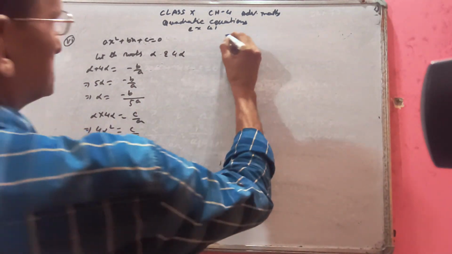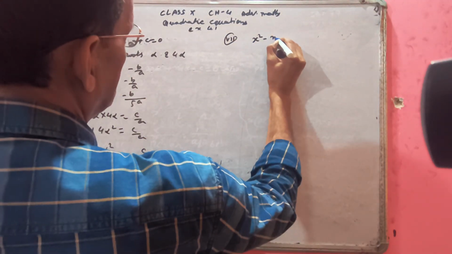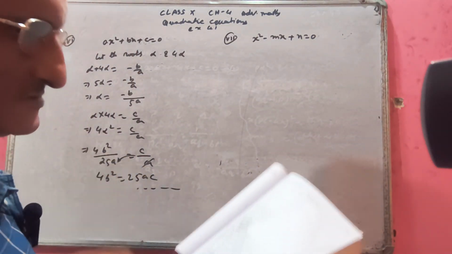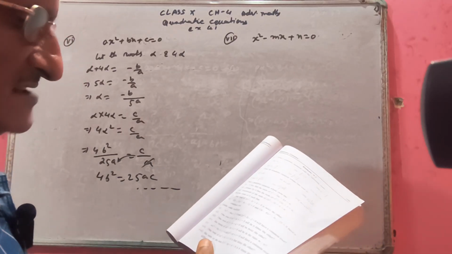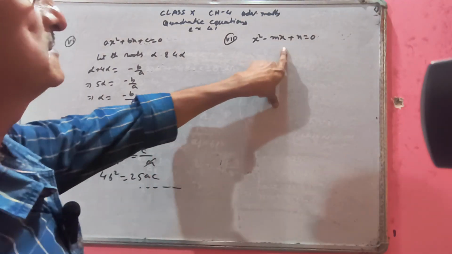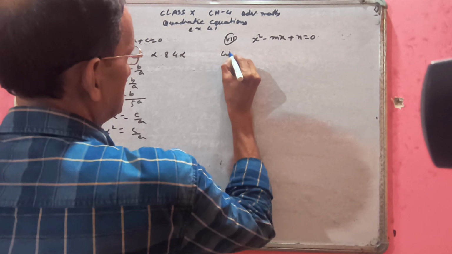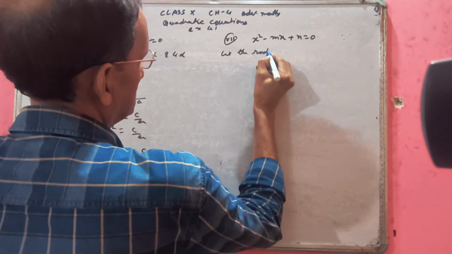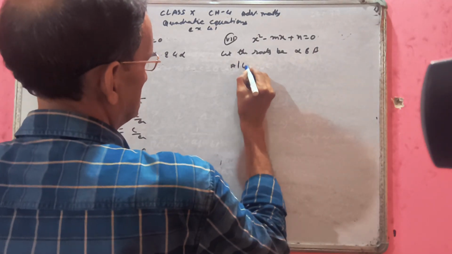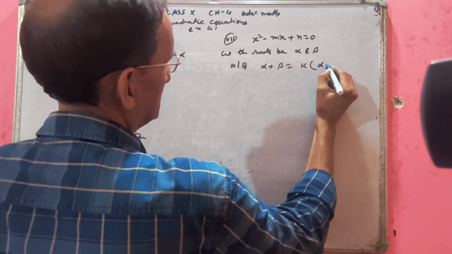So start number 7. The equation is given: x square minus mx plus n equal to 0. The condition says the sum of roots of this equation is k times their difference. So we can start, let the roots be alpha and beta. According to the question, the sum of roots is equal to k times their difference.